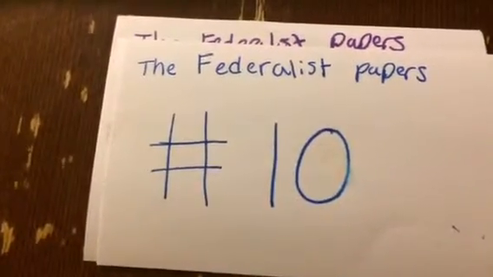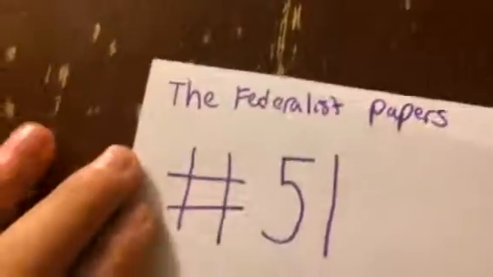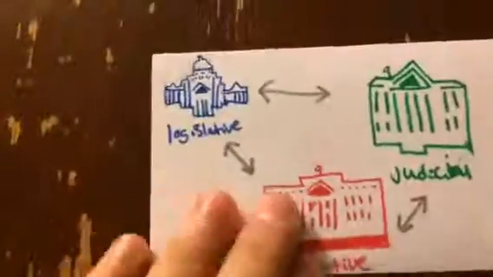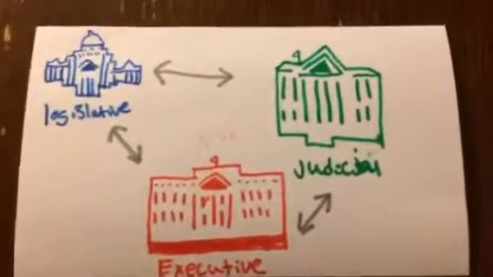The Federalist Papers state to safeguard against domestic faction and insurrection. Federalist Paper 51 states the separation of powers between the legislative, executive, and judicial branches among the American government.